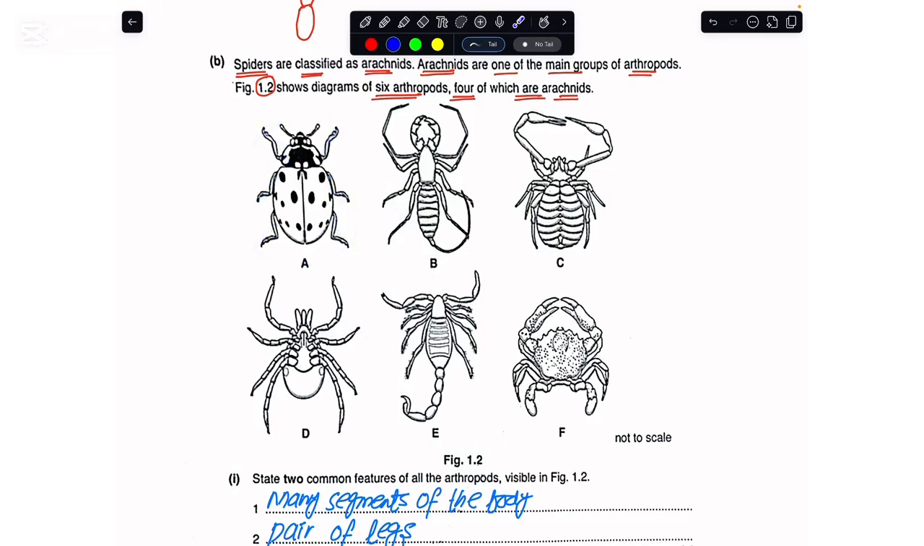So this is the insect that we have got, and here we have got the crustacean, and for the rest we have got just two body parts and two body parts, and again this has got two body parts and two body parts. So B, C, D and E, they are arachnids.